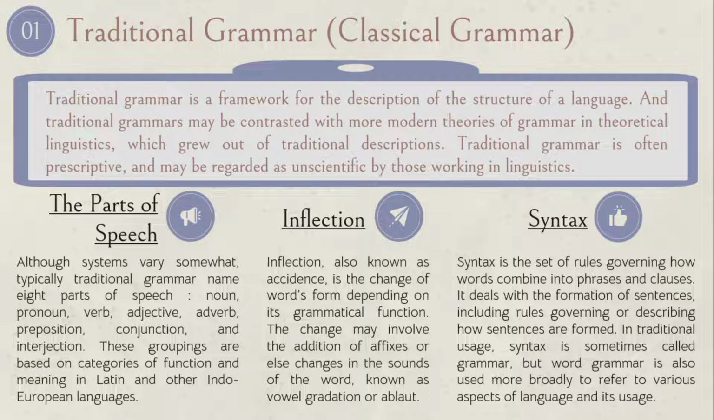Inflection. Inflection, also known as accidence, is the change of a word's form depending on its grammatical function. The change may involve the addition of affixes or else a change in the sounds of the word, known as vowel gradation or ablaut. Syntax. Syntax is the set of rules governing how words combine into phrases and clauses. It deals with the formation of sentences, including the rules governing or describing how sentences are formed. In traditional usage, syntax is sometimes called grammar. But the word grammar is also used more broadly to refer to various aspects of language and its usage.